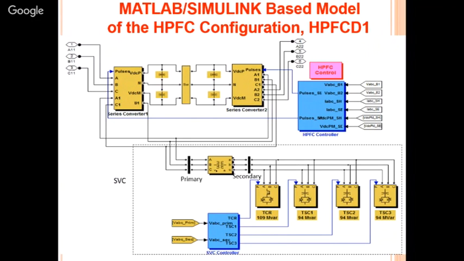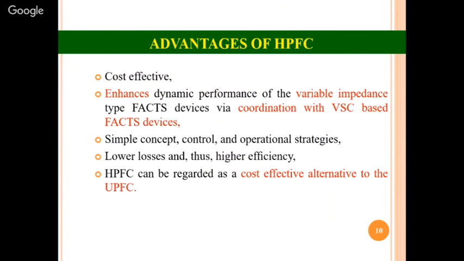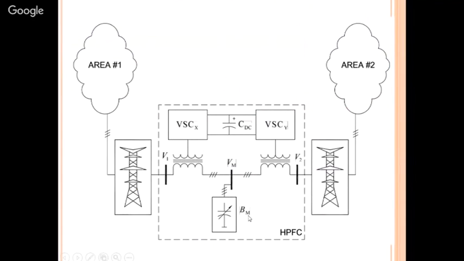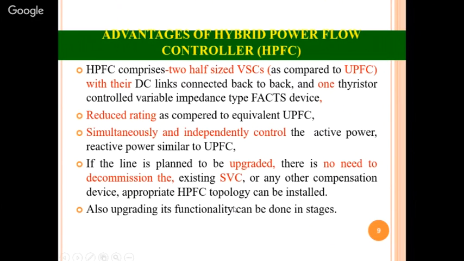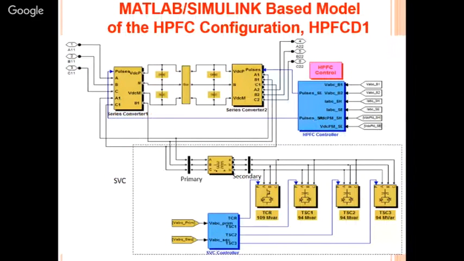in place of what we just discussed here, the capacitance, the shunt connected device. If we replace it with an SVC, a static VAR compensator, that becomes one topology. So let us name it HPFC D1. Okay, so here this is your VSC1, this is your VSC2, they have a common DC link here, and your SVC is connected in parallel or in shunt to your whole system. So let us call this configuration HPFC D1.